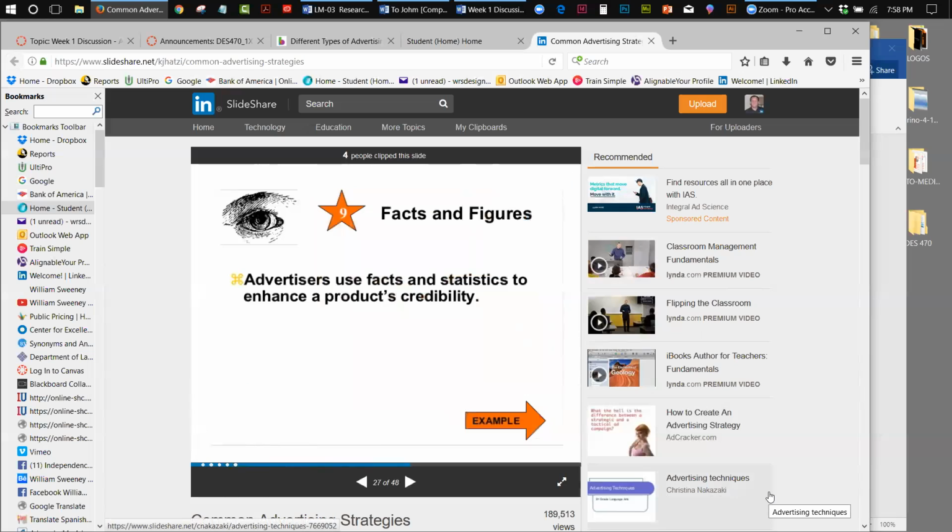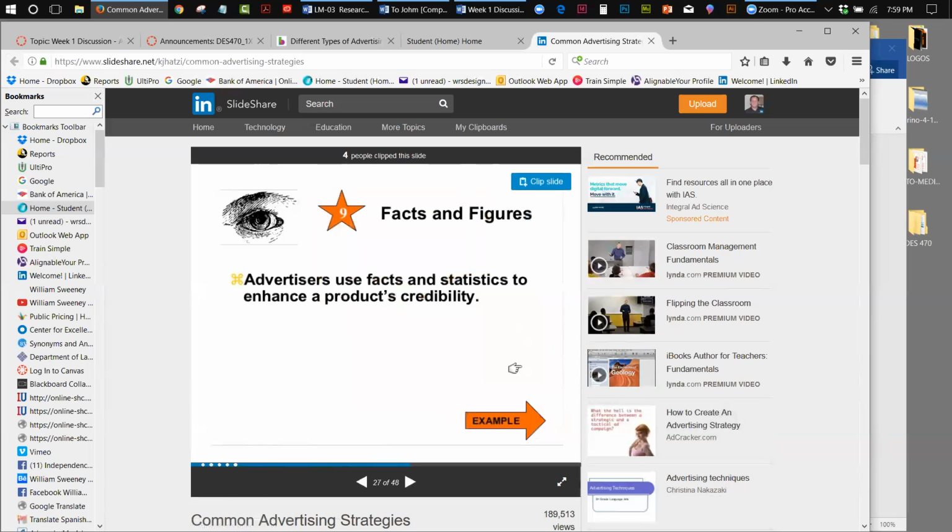Facts and figures. Advertisers use facts and statistics to enhance a product's credibility. This is one that I definitely think you should consider because this is a very common one. Again, I have no idea what you're going to ultimately choose, what particular type of approach you're going to come up with when you develop your creative stuff. But this one is a good one.